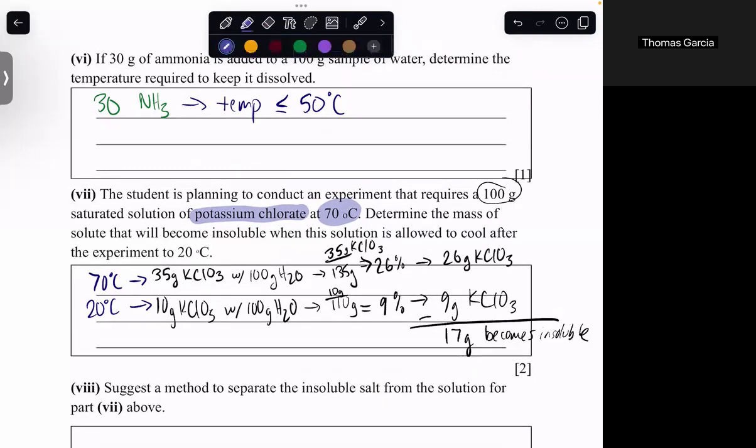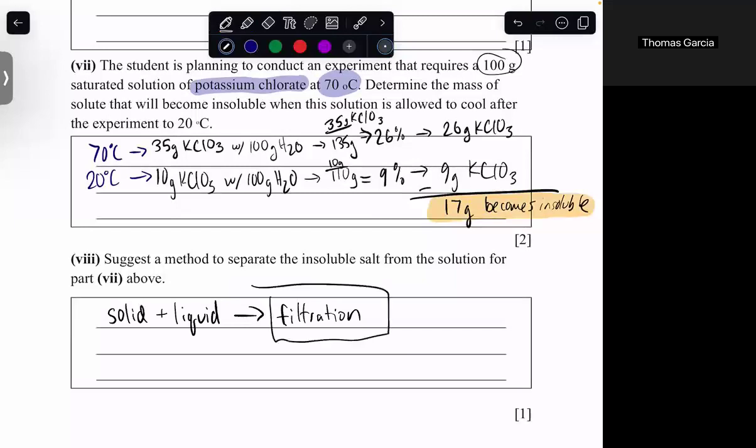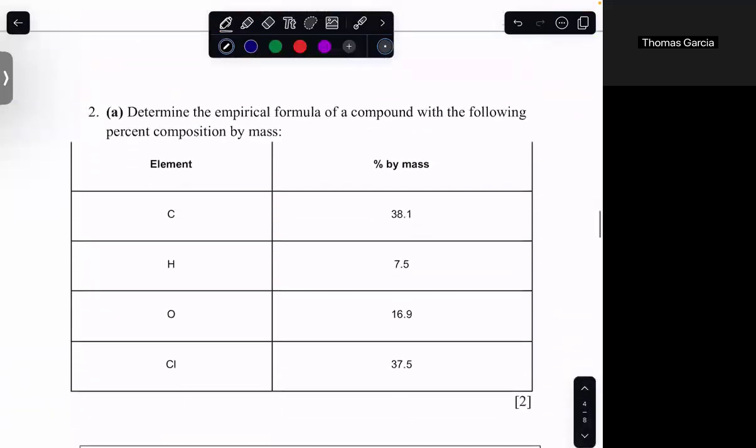So it's a little weird and a little wonky, but we have to actually take into account the fact that for this one, mass will change when we add solute into it. All right, suggest a method to separate insoluble salt from the solution from part 7 above. And that's easy. When you're separating solid plus liquid, you use filtration. And that'll work. So you can just filter out the insoluble salts. And there it is. So that is the first question.